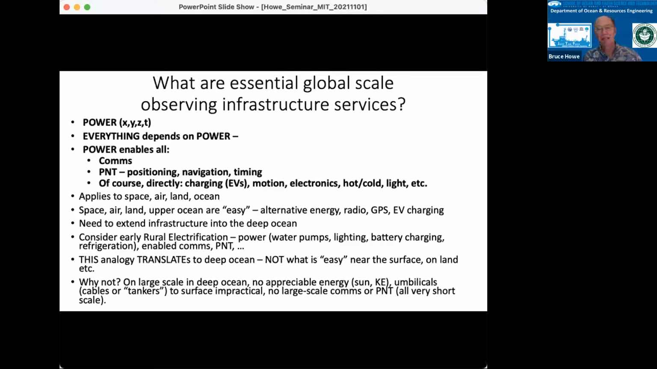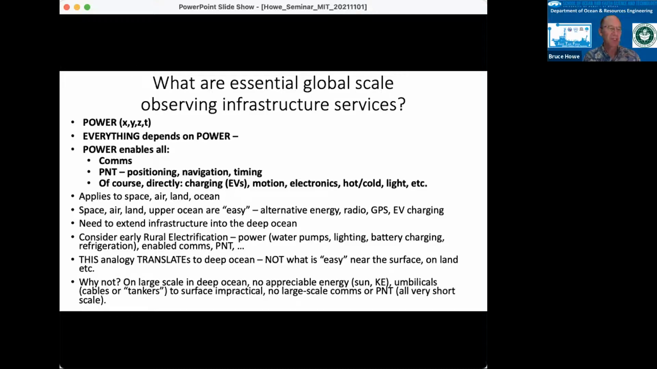And what I'm saying is the deep ocean is special. For space, air, land, and upper ocean, these are somewhat easy areas to provide these essential infrastructure services. At the ocean surface, there's alternative energy, solar, wind, wave. You have access to the electromagnetic spectrum for communications, radio, GPS, and you can charge vehicles, for instance. But when you want to extend infrastructure into the deep ocean, you quickly come up against real problems.